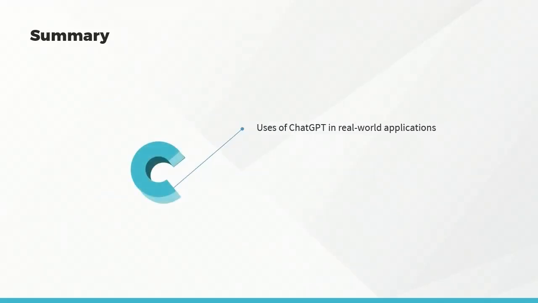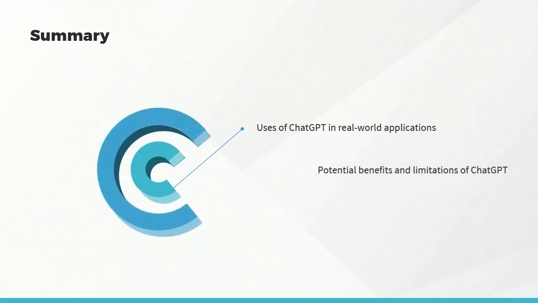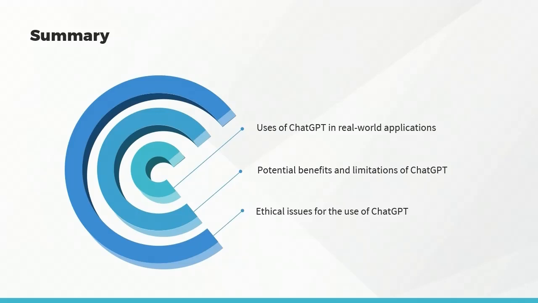ChatGPT can be used in real-world applications, from chatbots and virtual assistants to content creation and language translation. Despite the potential benefits of using this model, such as increased efficiency, enhanced customer experiences, and improved productivity, ChatGPT has limitations, including an inability to create original ideas or think creatively like humans can. There are also ethical issues around the use of ChatGPT. These include issues related to bias, privacy, and security, which organizations and individuals must consider when using AI technologies responsibly.